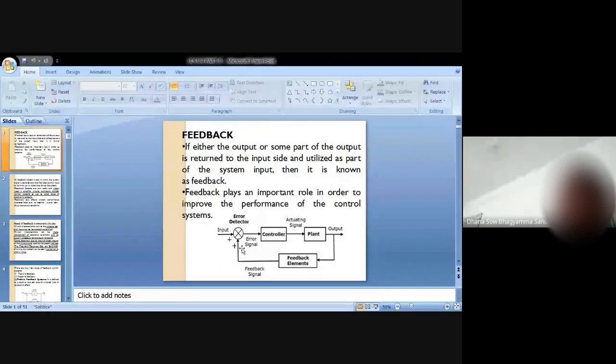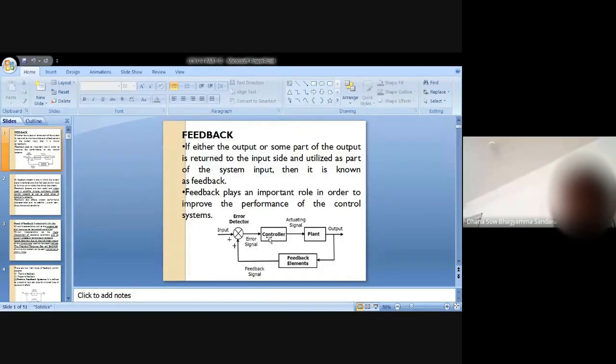So whenever a feedback is given, there may be an error signal or there may not be an error signal. Error signal is generated only when there is any disturbance in the system. If there is no disturbance in the system, then the error signal will be equal to 0. The difference of the input and the error signal is given to the controller.